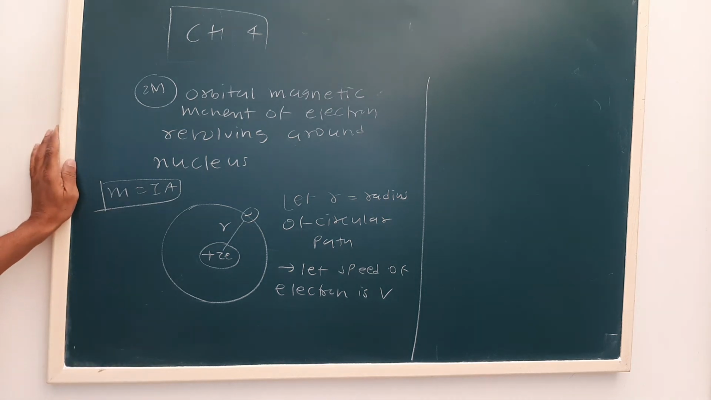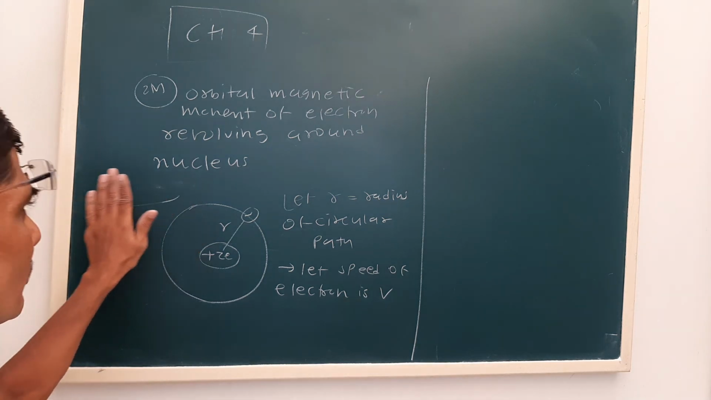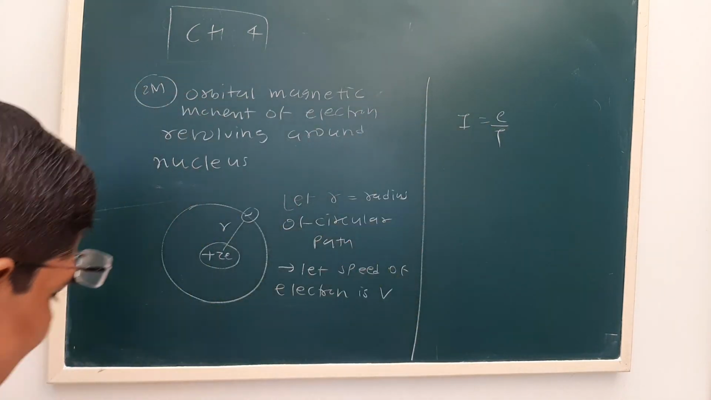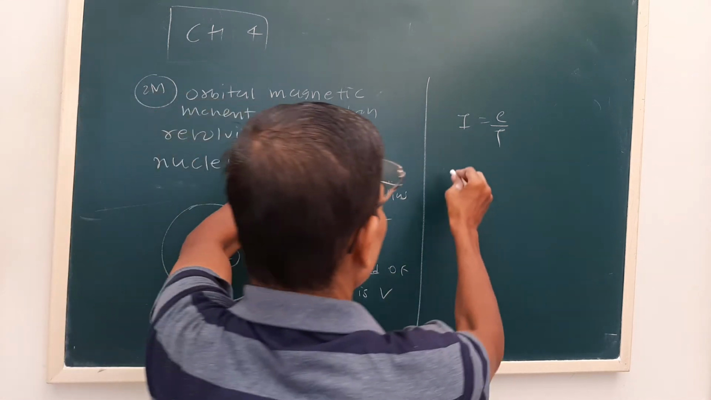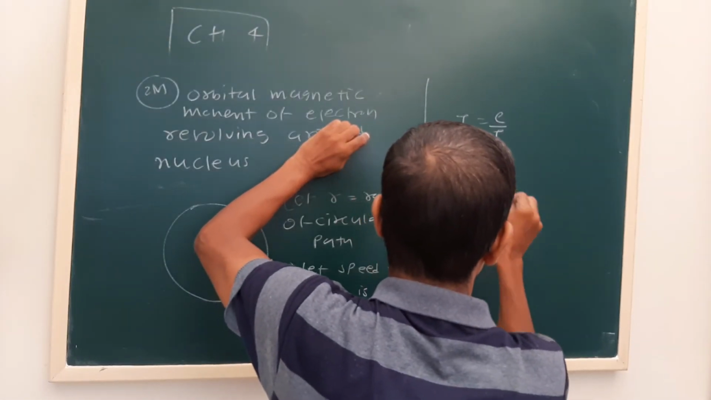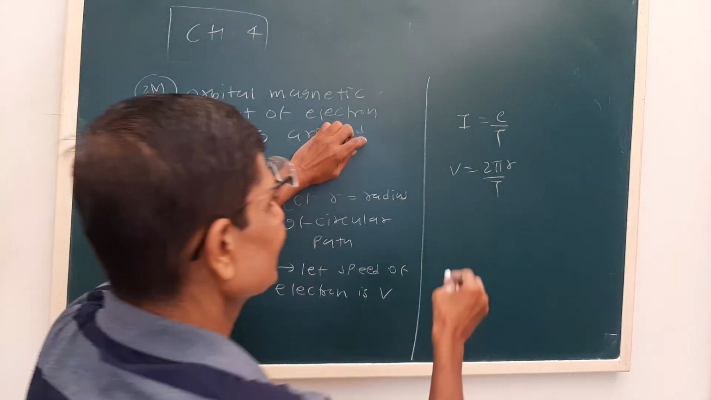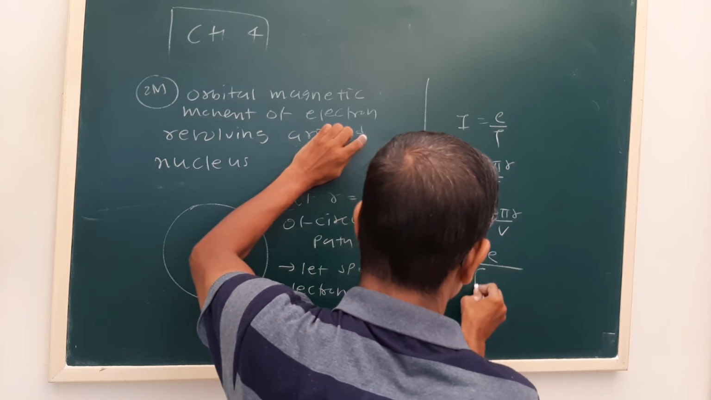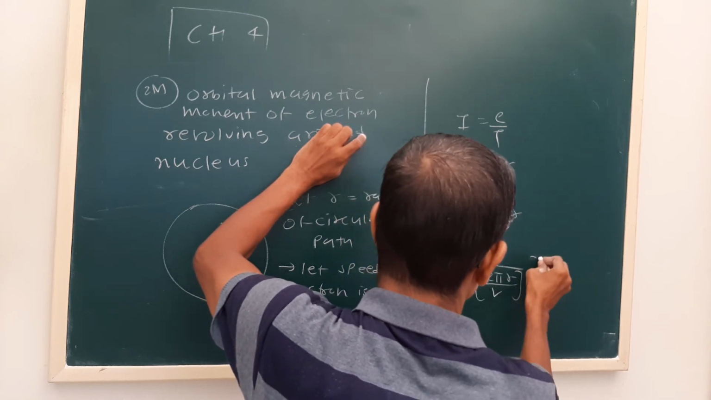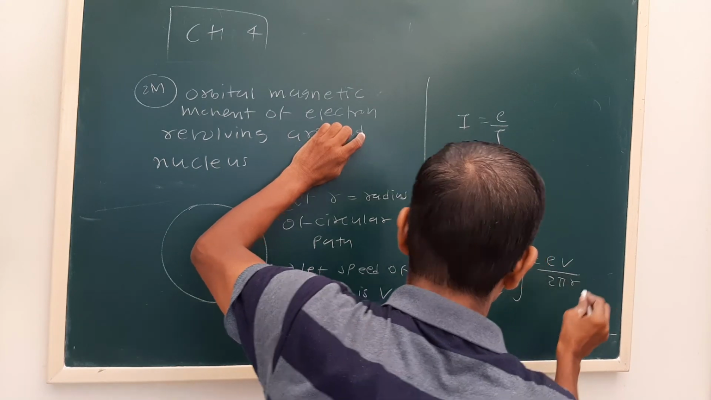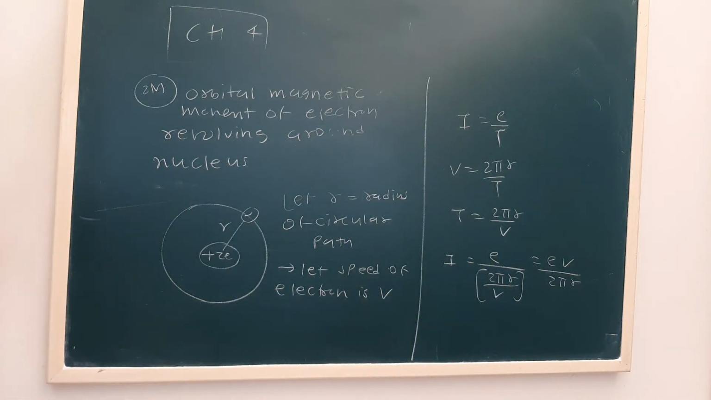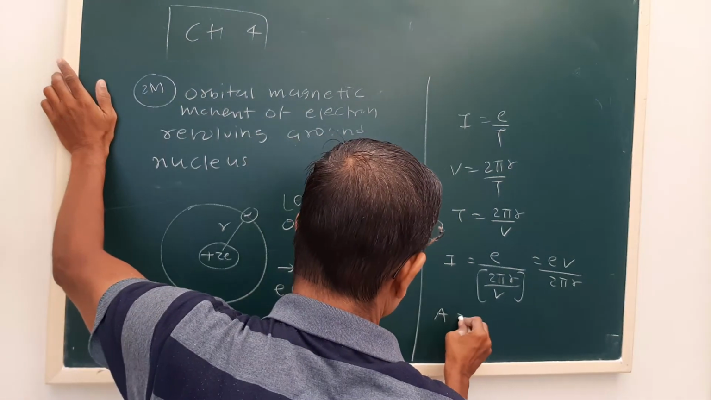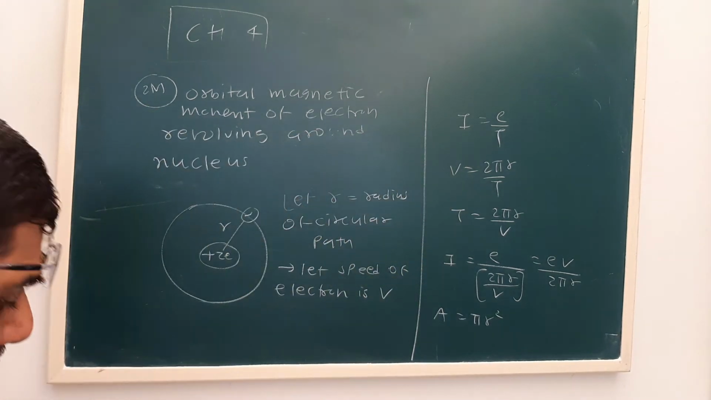Now the magnetic moment M is given as M is equal to IA. How do we find out the current here? Current I is e upon T. In uniform circular motion, speed is equal to distance upon time, so T is equal to 2πr upon v. So our current will be e upon T, which is ev upon 2πr. The radius of the circular path is r, so the area is πr squared.